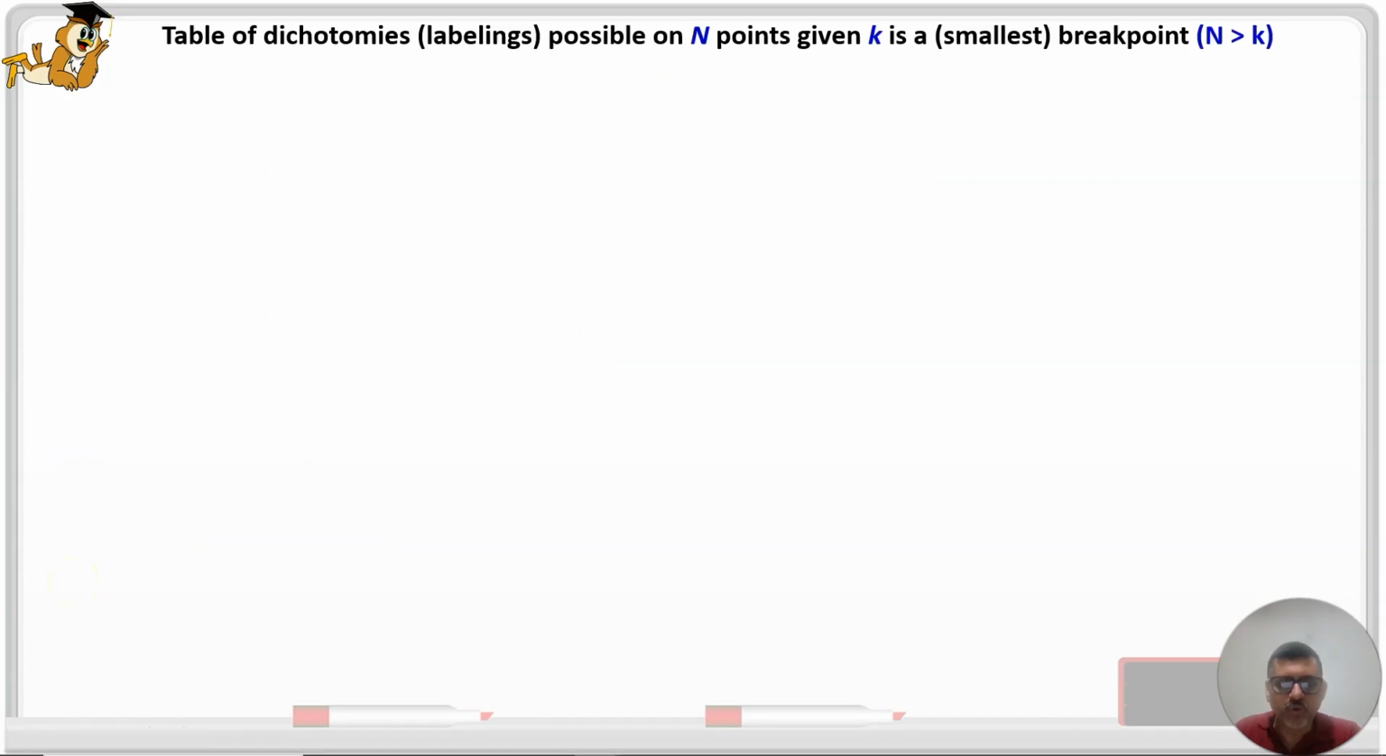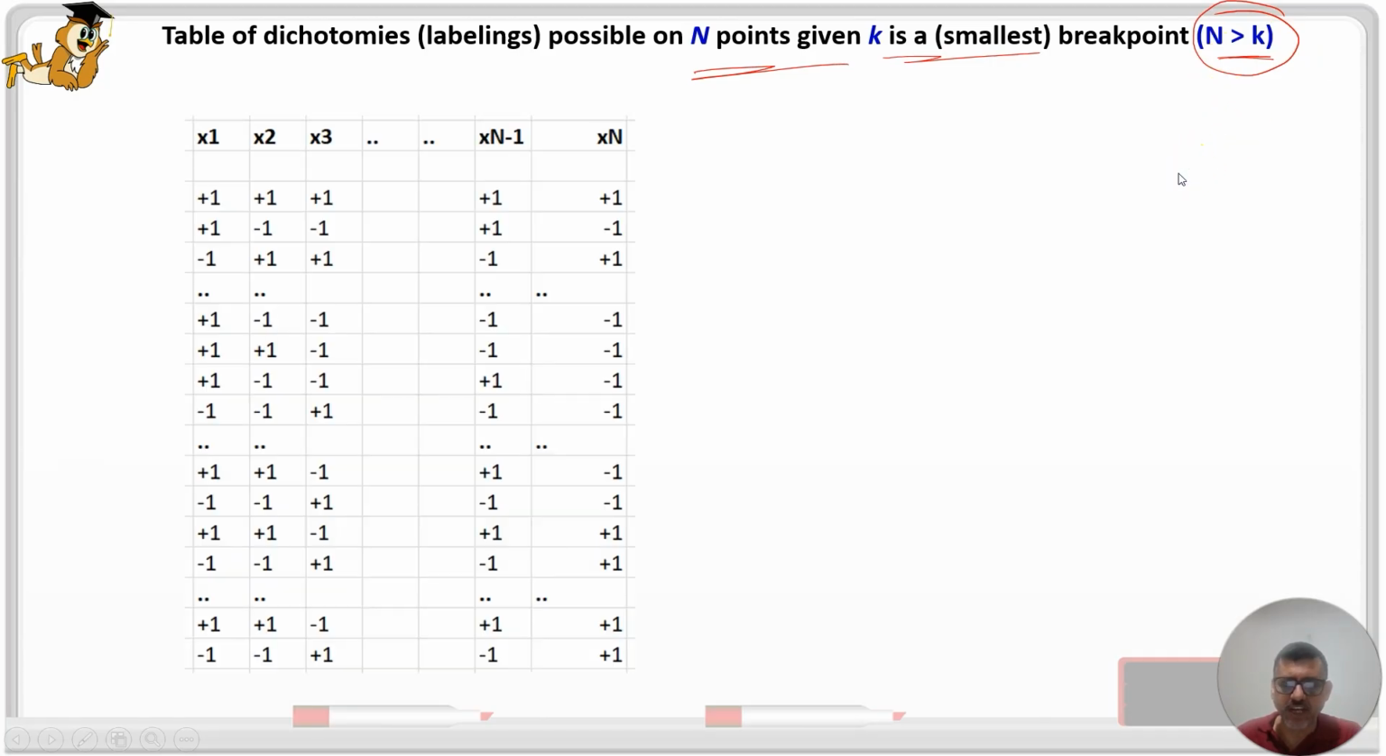I'm now going to proceed to create a table of dichotomies or labelings possible on n points given k is the smallest breakpoint. And of course, we are interested in the region where n is greater than k, because if n is less than k, the number of dichotomies is going to be equal to 2 to the power n, so that is not interesting to us, and therefore we are going to be dealing with n greater than k. So let's create a sample table of these dichotomies.